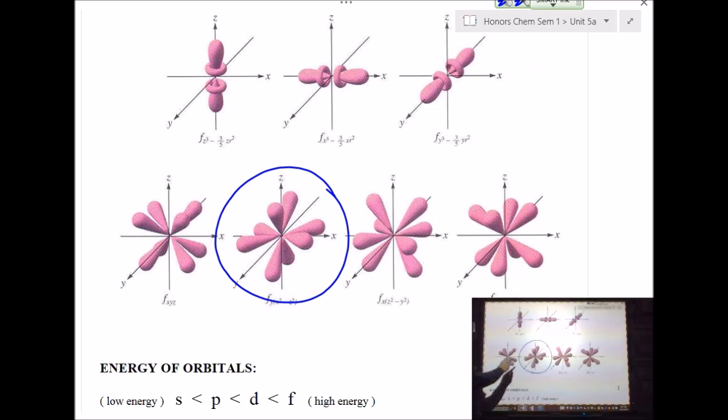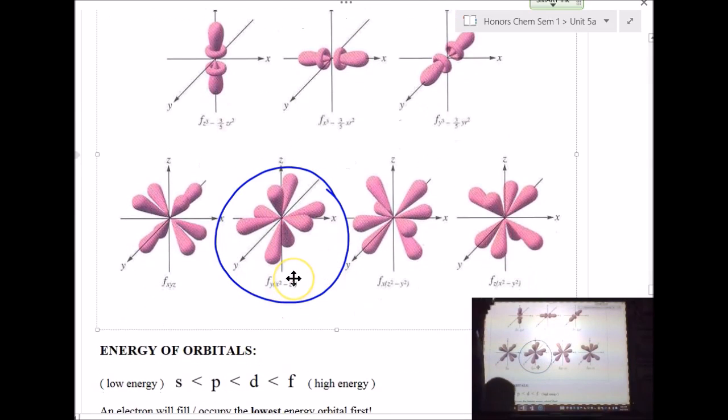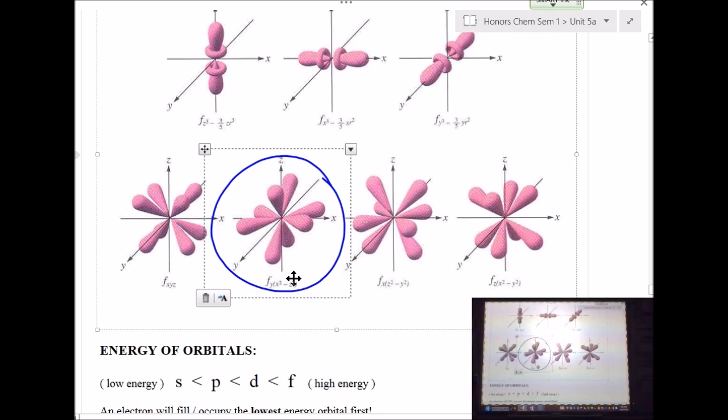how many electrons can occupy that one f orbital? What's the maximum number? 2. Very good. So what I don't want you to do is look at this shape and say to yourself, whoa, I can put 2 electrons in each one of those little nodules. No, you can't. That is simply a region of space where you're likely to find an electron, or in this case, 2 electrons.